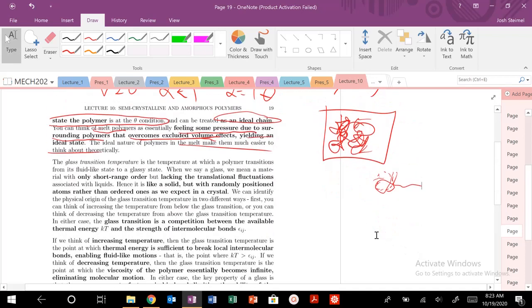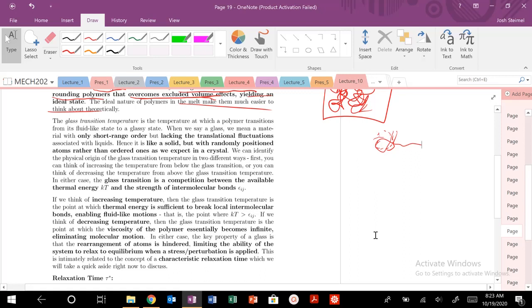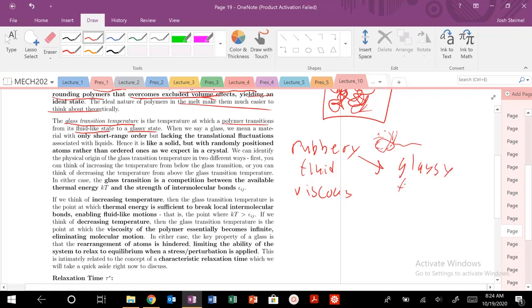So what is the glass transition temperature then? We're dealing with the melt, with these highly interpenetrated polymers. The glass transition temperature is the temperature at which a polymer transitions from a fluid-like state to a glassy state. You'll also hear the term rubbery, rubbery fluid-like state, or viscous-like state, to a glassy, kind of frozen state. So this is when T is greater than Tg, and this is when T is less than Tg. Below that temperature, you're in a solid state, like a mechanical solid.